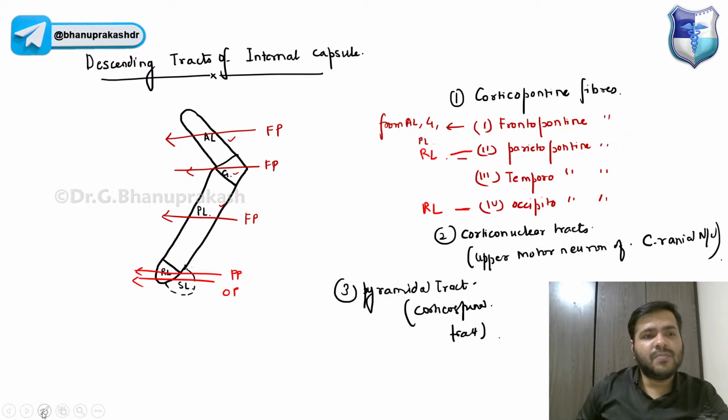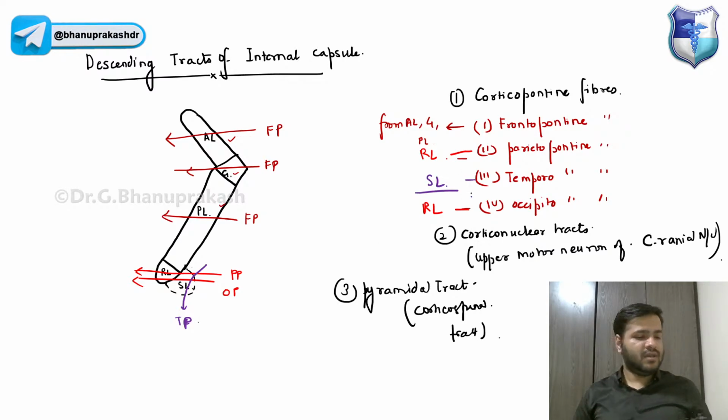And guys, one more important one, the temporopontine, coming from the temporal lobe to the pons. These pass from the sublentiform part. It is the temporal region, so obviously this is temporopontine, that is sublentiform. That is what you have to remember over here.